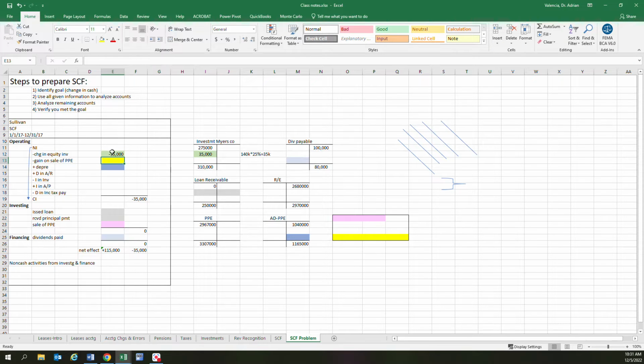Okay, and I'm trying to use the same color coding in here so that you can follow along. And then the next question is, if I take 275 plus 35, does that give me 310? And it does, right? So let me read on, because if for some reason there were dividends involved, it would have been a credit here and a debit to cash, right? And that would have been the cash flow implication, just like here.